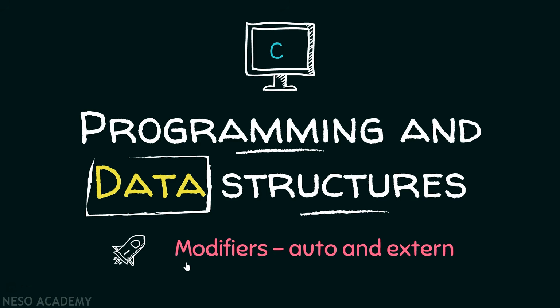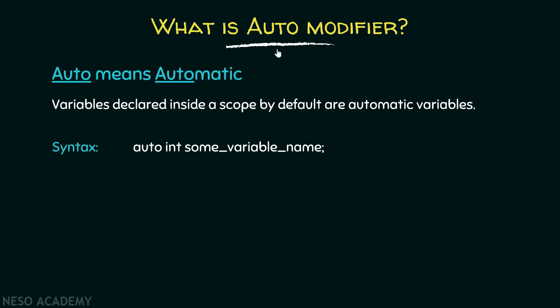Today we are going to have a discussion on modifiers, auto and extern. What is the auto modifier? Auto means automatic. Simple. Variables declared inside a scope by default are automatic variables. If you remember in our previous lesson, I told you what an automatic variable is. An automatic variable is a variable which automatically gets destroyed after the completion of a function, or you can say scope, in which it is defined.